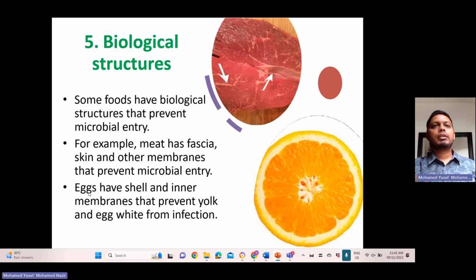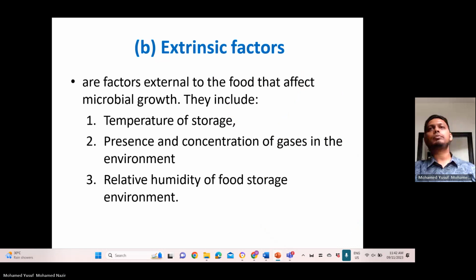Another example is the egg, which has a shell and inner membrane that prevent the yolk and egg white from infection. We have seen this in our previous lecture. And also some fruits that are in acidic condition, for example oranges and lemons. The pH will be very low, and this condition will severely inhibit the growth of most bacteria, but still allow the growth of yeast and mold.